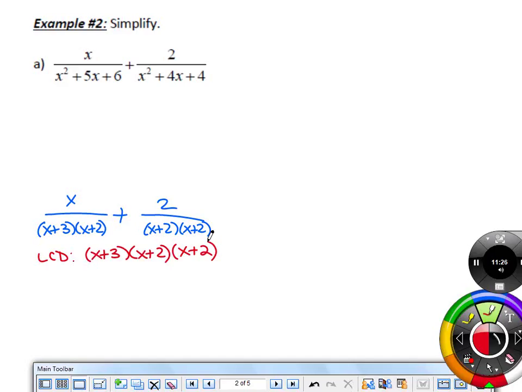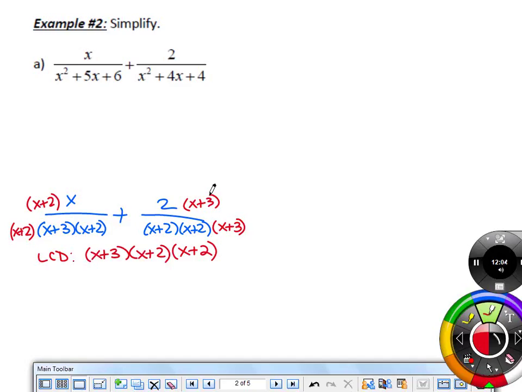So this first fraction already has two of the factors, but then it needs another factor of x plus 2, and whatever I multiply into the denominator, I would have to also multiply into the numerator. The other fraction has the two factors of x plus 2, but doesn't have any factor of x plus 3 and needs one of those if it's going to make this common denominator. So I need to multiply into the denominator a factor of x plus 3. Then I have to do that in the numerator also so I don't change the problem.